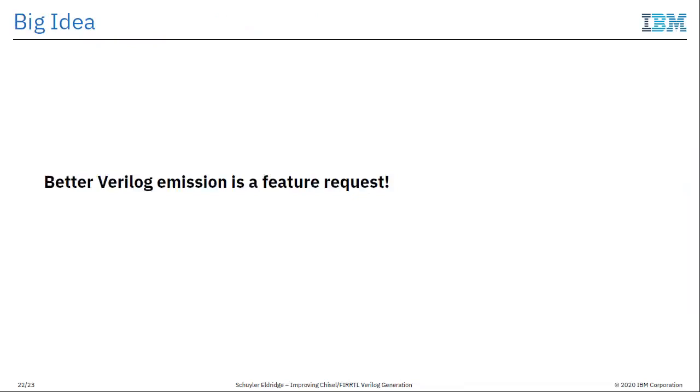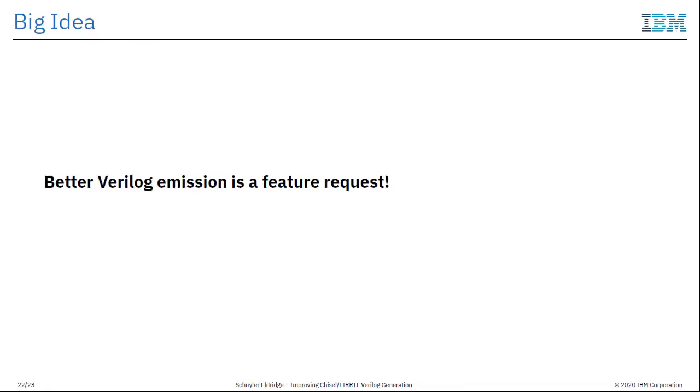All right, so big idea here: better Verilog emission is just a feature request, or better yet, a pull request away. What I've tried to show with some of these examples, and I realize there was a lot of code flying by, is that with relatively small changes, you can make a big impact on the resulting Verilog that you get. And if you want to be a Chisel or a FIRRTL developer, which I'll talk about some more tomorrow, there are a number of outstanding things you could think about on how to make the Verilog emitter better for everybody and for your verification teams.